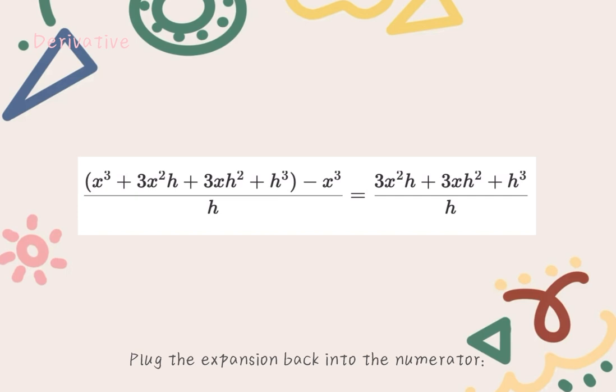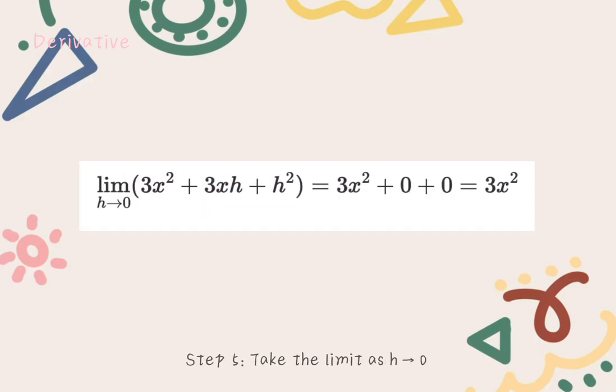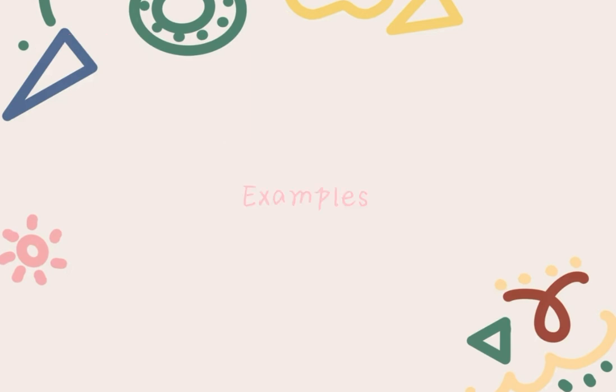Plug the expansion back into the numerator. Step 4. Cancel h. Factor out h in the numerator and simplify. Step 5. Take the limit as h goes to 0. Evaluate the limit by letting h approach 0. So the final derivative of x^3 is 3x^2.